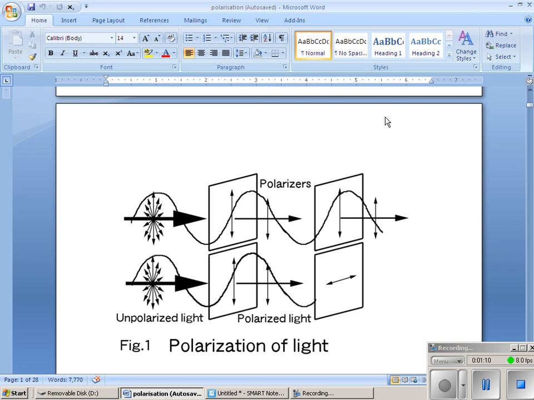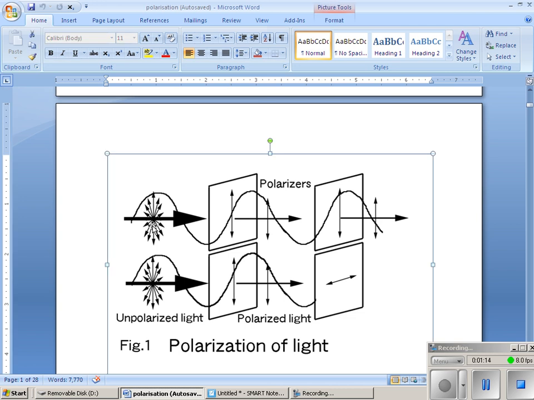See, this is, for example, a light. We have two slits: this is slit 1, this is slit 2, and both are parallel to each other. When both are parallel, the unpolarized light can travel through slit S1 and through slit S2, and we can see the light in this direction.